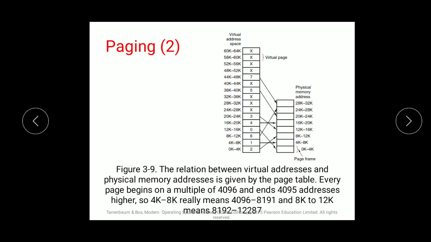Next is paging and virtual addresses. When you are dividing your virtual data into chunks, at that time you do not know which address is going to be referred. See here, you can see mismatch arrows. The relation between virtual addresses and physical memory addresses is given by the page table, so that the reference of each and every address can be interlinked.